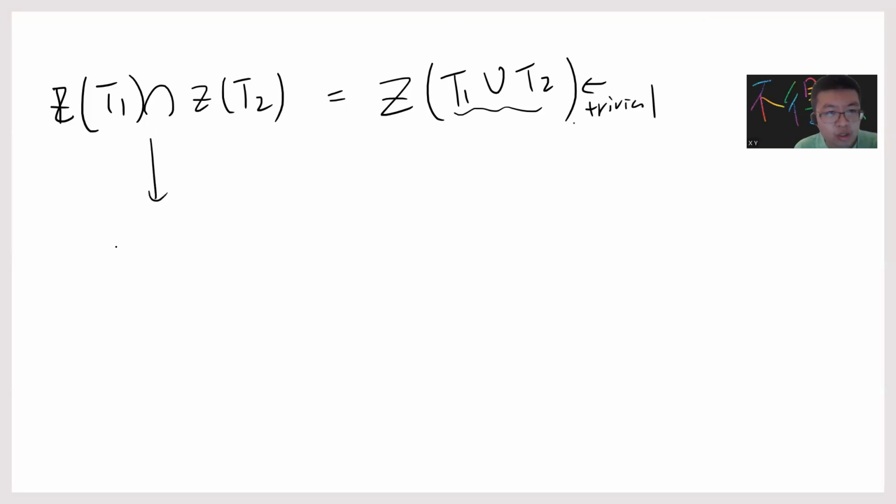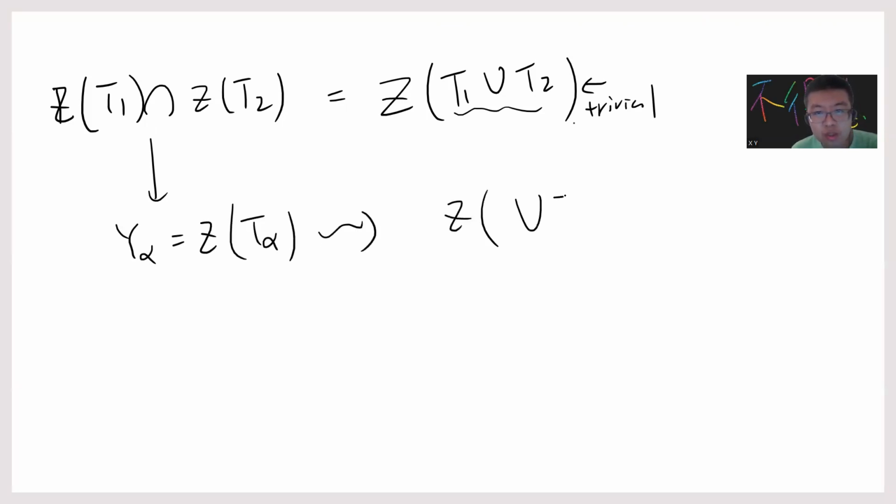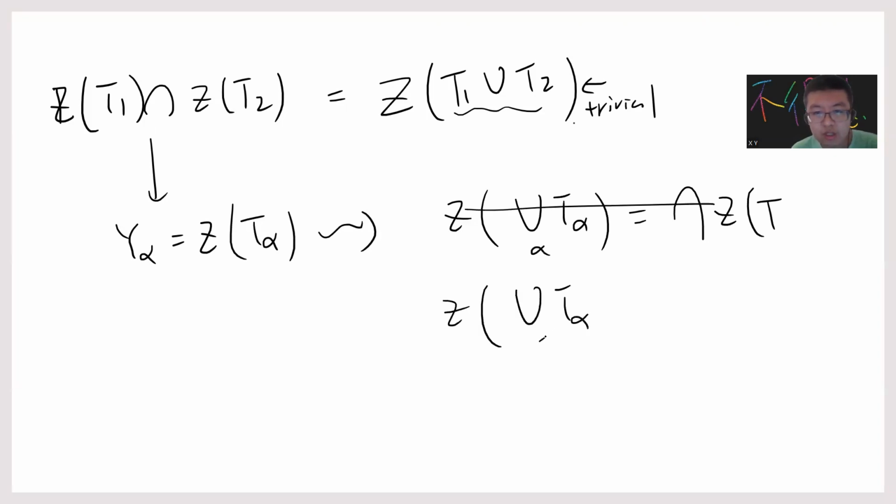Okay, now you can also see that if you take an arbitrary family, let's say Y alpha to be Z of T alpha, then Z of the union of T alpha will be the intersection of the Y alpha. Okay, so this is all an algebraic set.